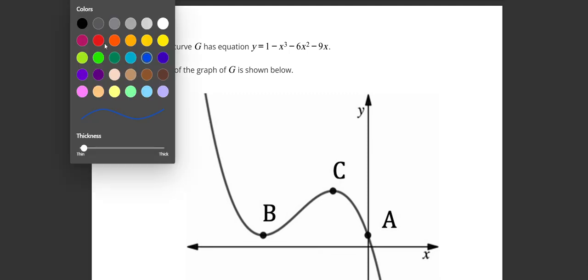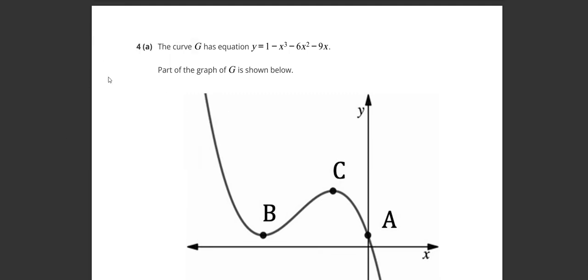To find out the point A, we do not need the derivative because A is not the turning point. But it can be found easily because at this position x is 0. We do not know the value of y at this point. So if you put it in this equation, put x equal to 0 to get A.